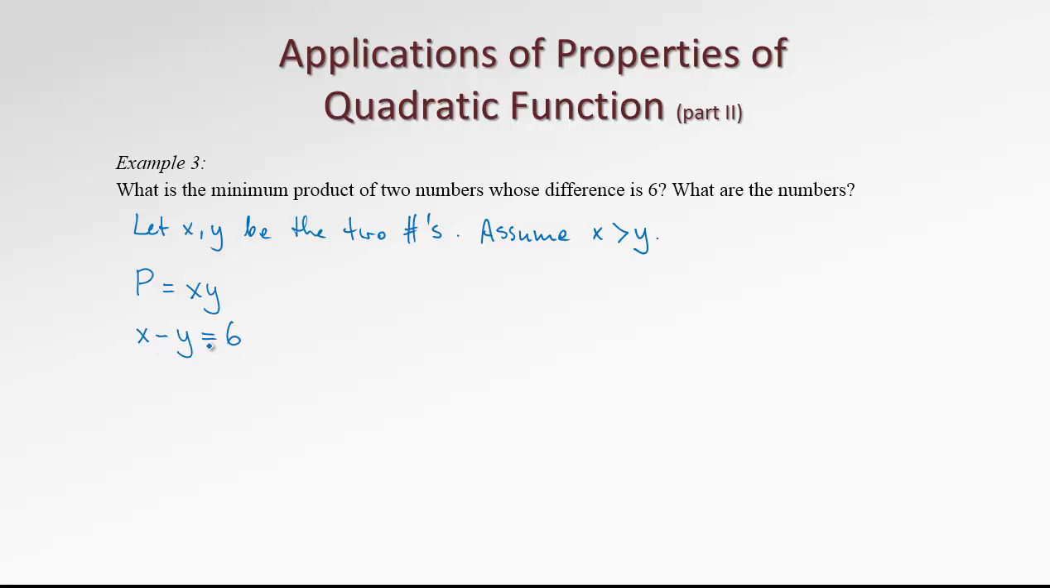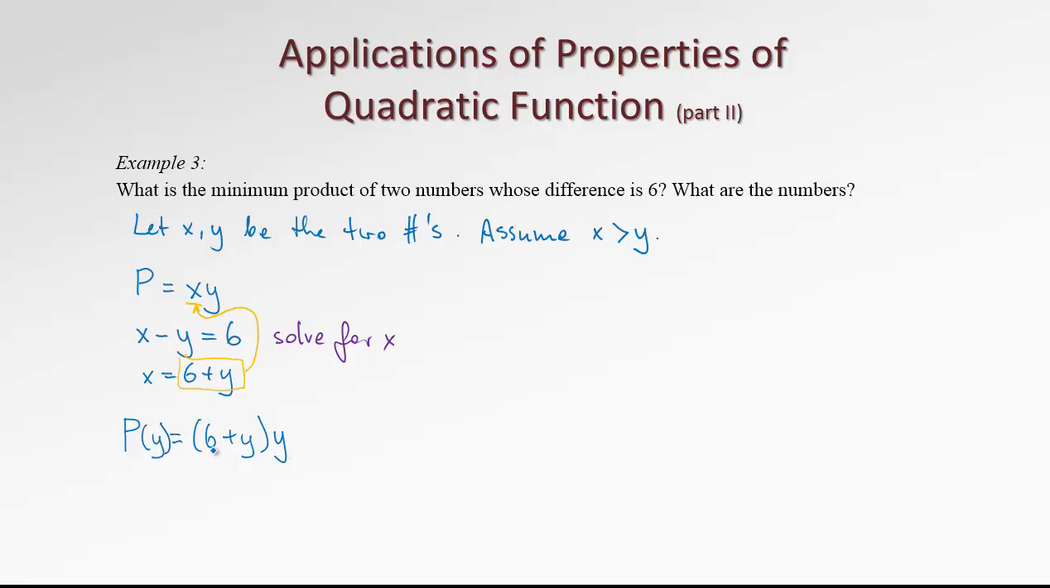This equation allows us to change the product of the two numbers into an expression in one variable. For example, we could solve this equation for x, which gives us x equals 6 plus y. Now we can replace the x in the above product by the expression in terms of y, 6 plus y. So let's plug in this expression here. We end up with the product: instead of x, we have 6 plus y, and then times y. So our product is actually a function of one variable, a function of y.